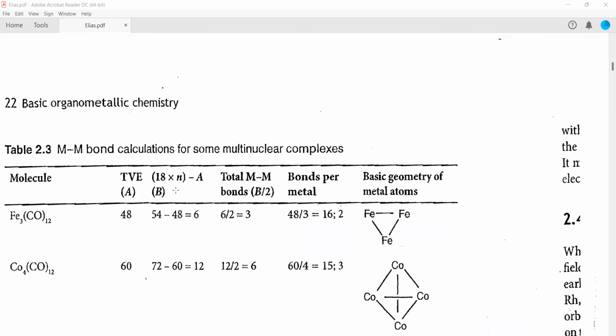I will end this section here, and then we will go to the metal-metal bond calculation in the next lecture. Thank you.